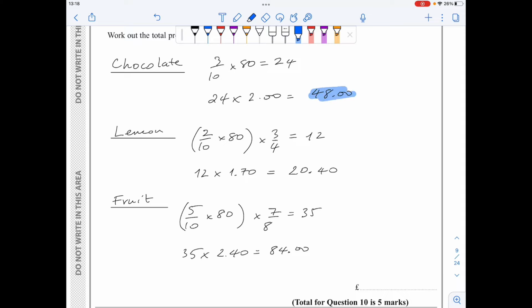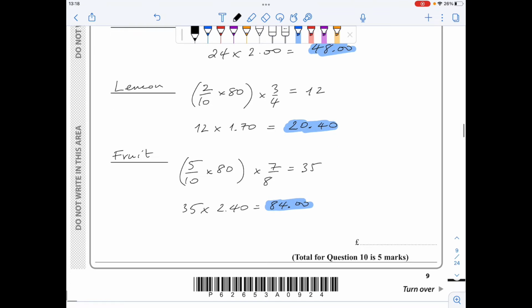And then in the final step, I will add these 3 numbers. So I get 48 plus 20.40 plus 84, and this will give me 152.40 pounds.